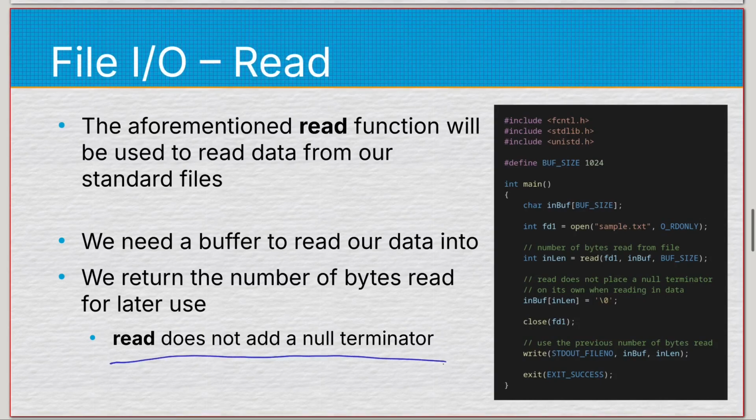Read does not add a null terminator. Very similar to whenever I was adding a null terminator to the standard input read. When you read from files, it reads a specific number of bytes, and that is it. It does not add its own null terminator at all. You have to manually do that. And that's what I do right over here. So again, I define my buffer size.